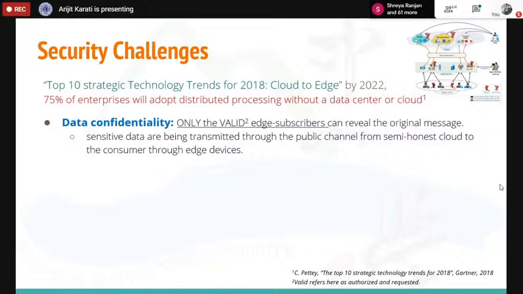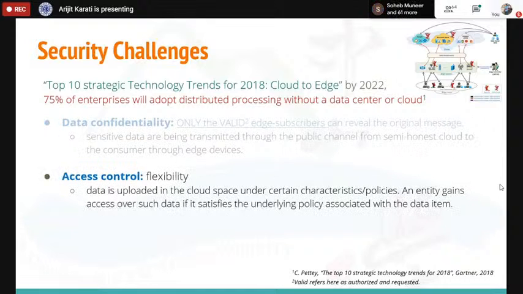So what are those distributed algorithms that could be used in this model? We'll see shortly. The next one is access control. This one is very important because the edge computing devices, or the edge layer, is actually a bridge between the user and the cloud, right? So how we can ensure fine-grained access control in this system could also be a security challenge.